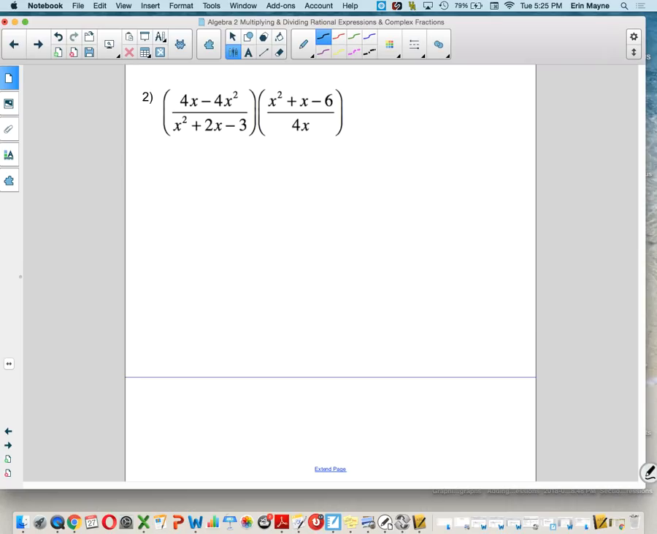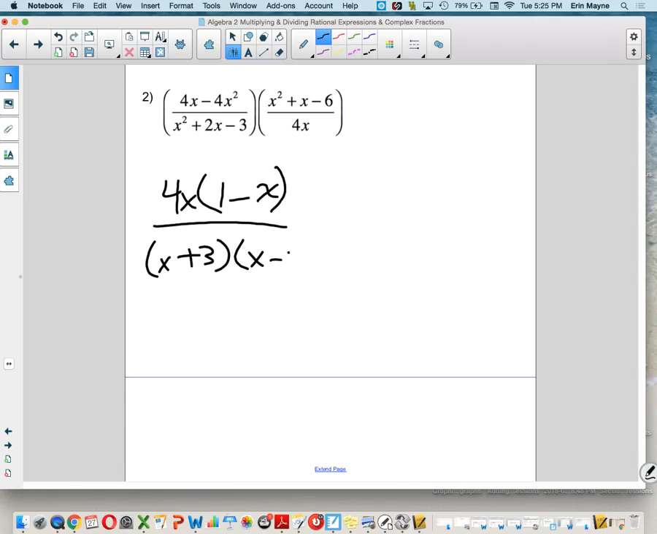Okay, so you want to make sure, per the example that we gave, that we take a 4x out. You're left with 1 minus x. When I factor that numerator, again, just as a reminder of factoring, I can always multiply back in to make sure that I have the original form. I've got x plus 3, x minus 1 for my factored form on bottom. On top, in the right-hand fraction, that factors to x plus 3, x minus 2, and on bottom I have 4x.